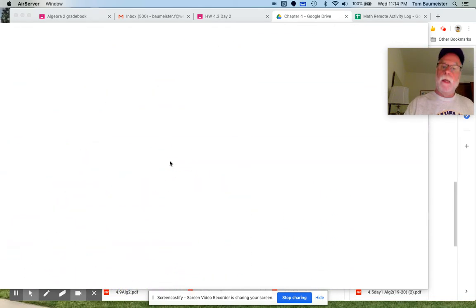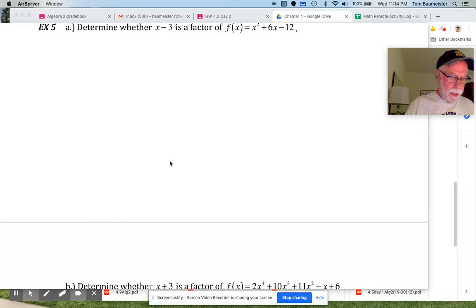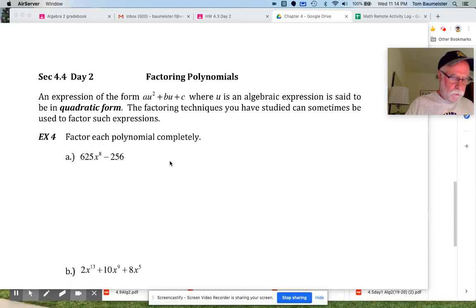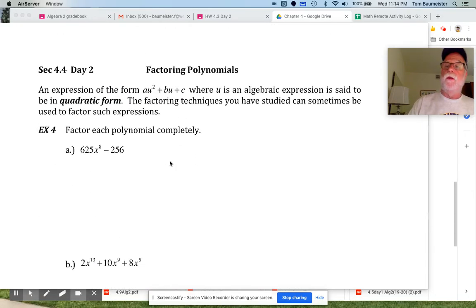So let's go ahead and get started with today's lesson. On today's lesson, we're going to keep continuing factoring polynomials. It's day 2. We're going to do just a little bit more on it. An expression of the form au squared plus bu plus c, where u is an algebraic expression, is said to be in quadratic form. The factoring techniques you have studied can sometimes be used to factor such expressions.